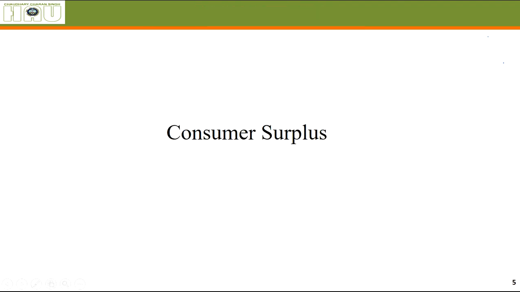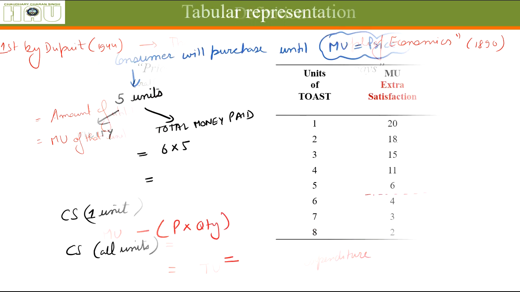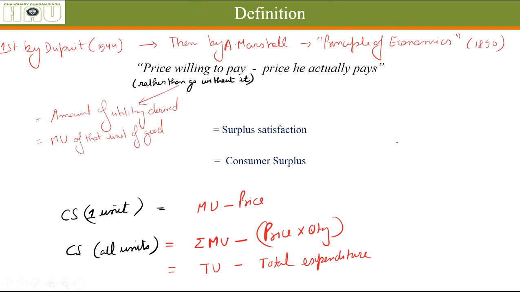Now let's talk about consumer surplus. What is consumer surplus? How do we define it? First of all, this concept was given by Dupuit in 1944, and after that it was refined by Alfred Marshall in his book Principles of Economics in 1890. See, these dates might be wrong. I'll have to check them again.